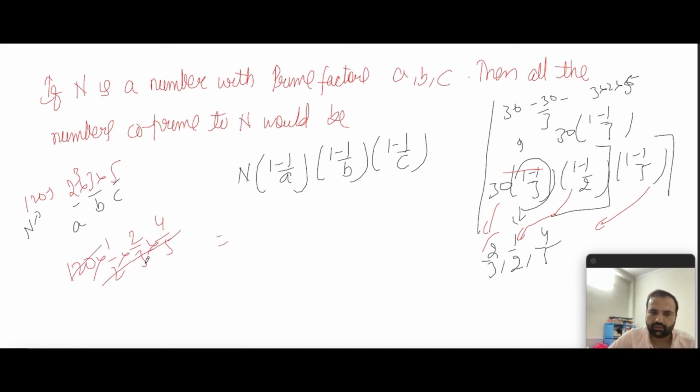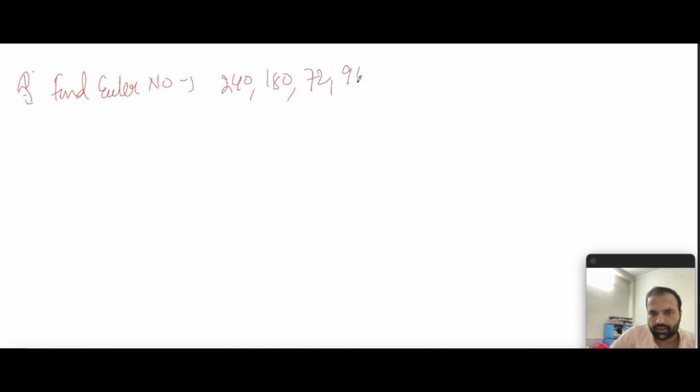Simple. 5 times 3 is 15, times 2 is 30, times 4 is 4, 16, 32. Simple. Okay, so let's do some questions and see if it really works or not. Find the Euler number of 240, 180, 72, let's say 91, 45. We'll do all this one by one.